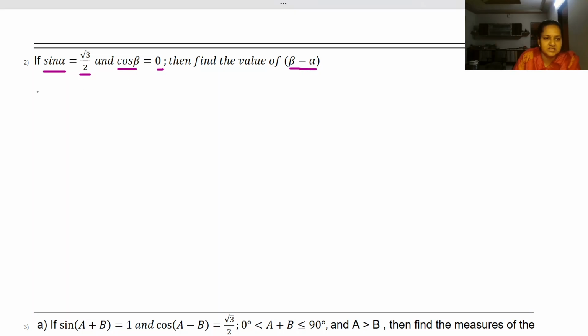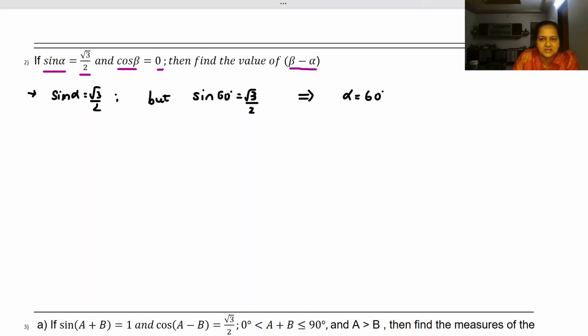So let's start. We'll start with what is given again. We are given that sine alpha is root 3 by 2. But sine of which angle is root 3 by 2? Sine of 0 is 0. Sine 30, yes, half. Sine 45, 1 by root 2. And sine 60 is root 3 by 2. Therefore, on comparison from here, can I say alpha is 60 degrees?